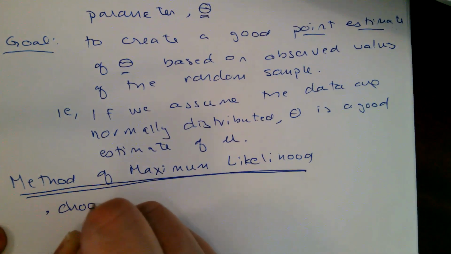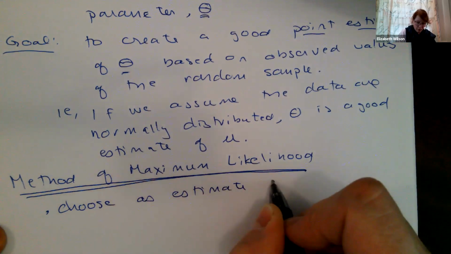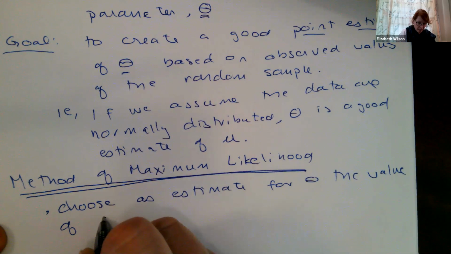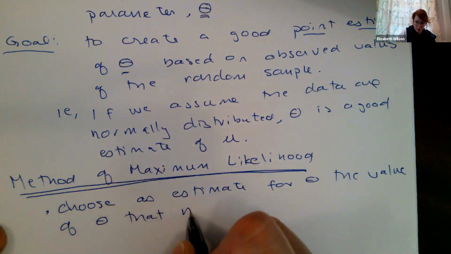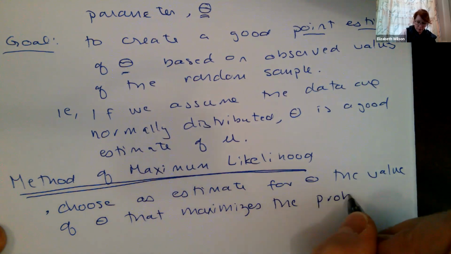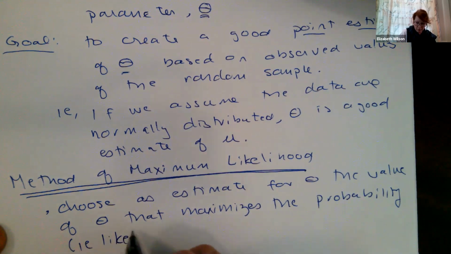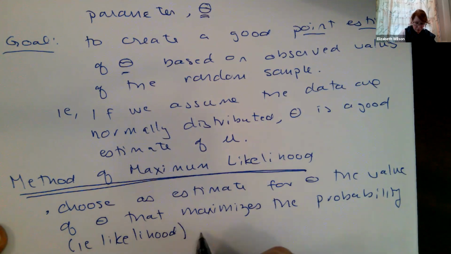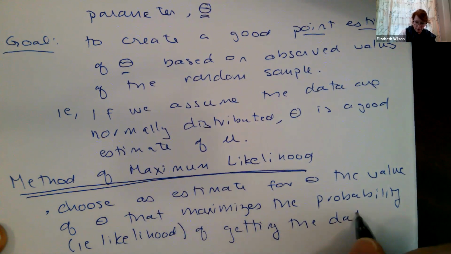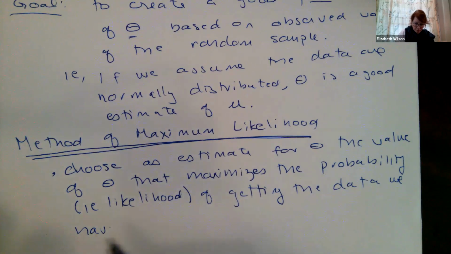So let me write this down and then we'll talk about it. We're going to choose as an estimate for theta the value of theta that maximizes the probability, which is our likelihood, of getting the data we have observed. Oops, sorry, you can't see what I'm doing.